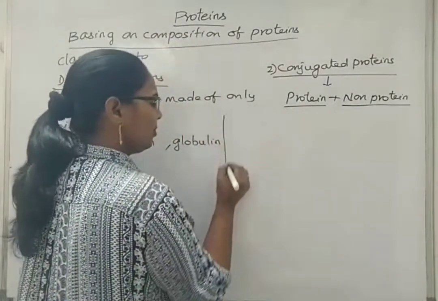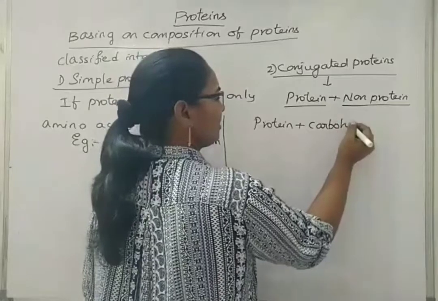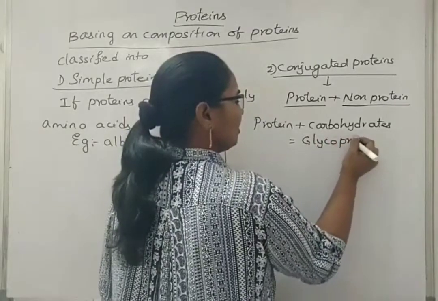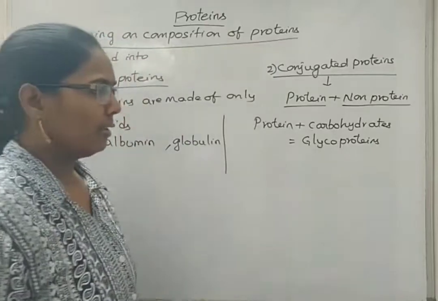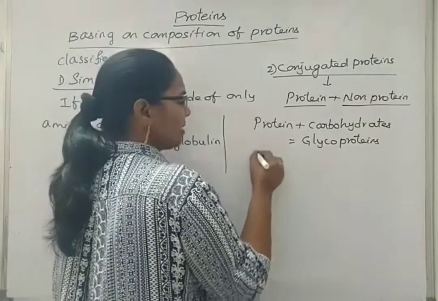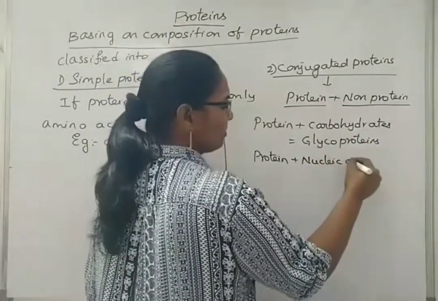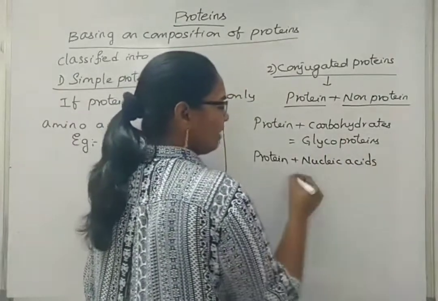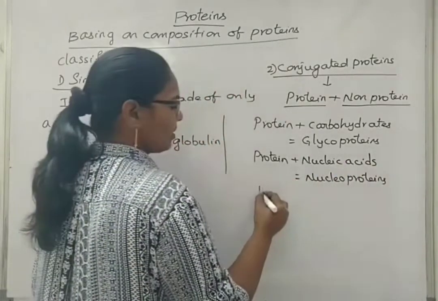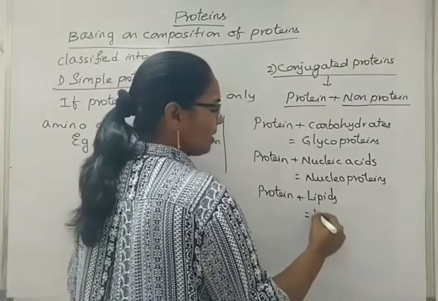Now we will write a few names of that. Protein plus carbohydrates are termed glycoproteins. Mostly we read that glycoproteins exist while drawing the plasma membrane structure. Next, protein plus nucleic acids like DNA fragments or RNA fragments, we call nucleoproteins. Next, protein plus lipids we call lipoproteins.